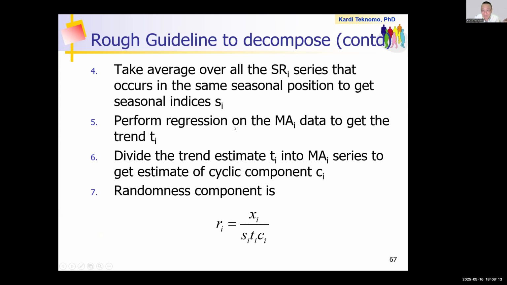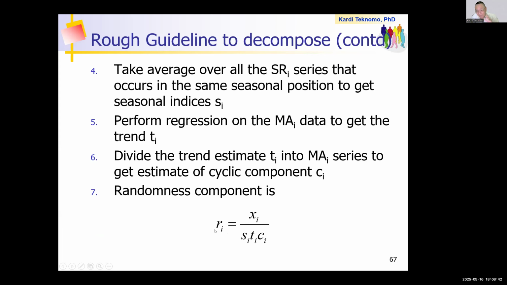After that, you perform regression to get the trend on the MA data. Once you get the trend, then divide the MA series by this trend to get the estimate of the cycle. And then finally you can get the randomness component.